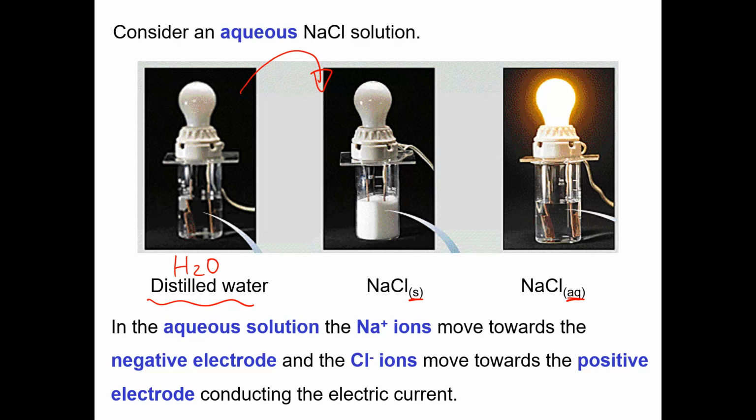And why does it conduct? Well, because we have sodium ions and chloride ions that are able to independently move. The sodium ions will move towards the negative electrode, chloride ions will be attracted towards our positive electrode, and this will result in conduction of an electric current. So we know that when an ionic compound is dissolved in water, what results is a solution containing individual mobile cations and anions.